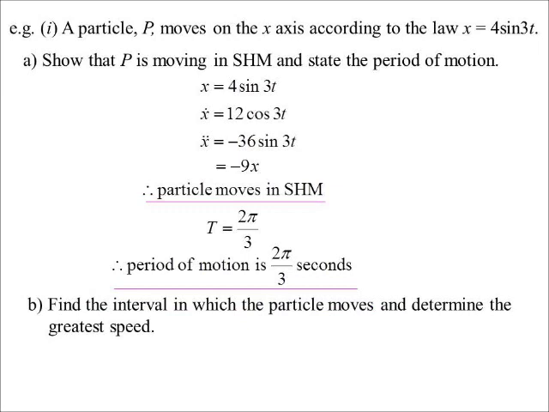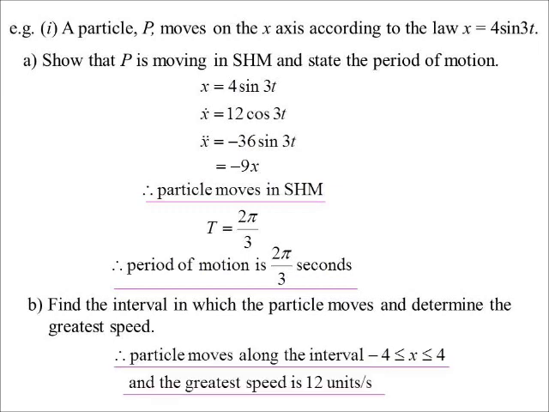Find the interval in which the particle moves. I've got an equation. I use my knowledge of trig curves now. I don't have to worry about calculus or anything. Find the interval in which the particle moves. Displacement is 4 sine 3t. So what does that sine curve travel between? Minus 4 and 4. So there it is.